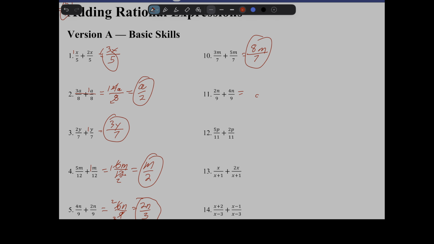On the bottom, I have a common denominator as 9. 2n plus 4n is 6n. I can reduce the 6 and the 9 because there's no pluses or minuses, to 2/3. That's going to equal 2n over 3.